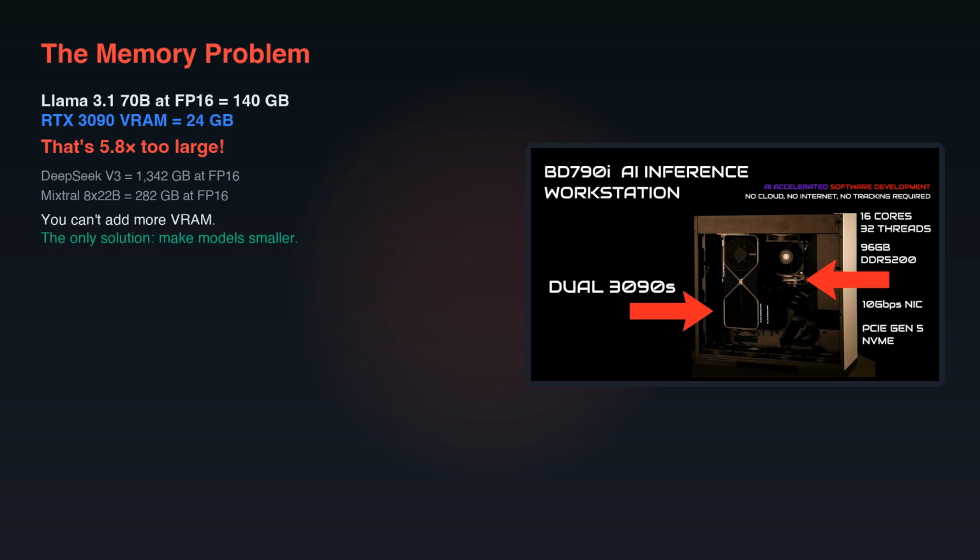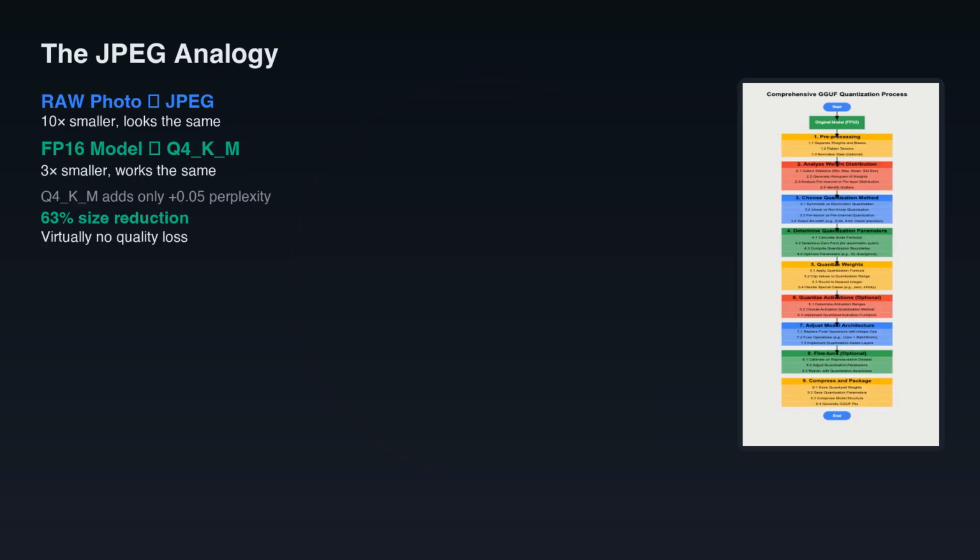Quantization is like compressing a raw photo to JPEG. You reduce the precision of each number, from 16-bit floats down to 8-bit integers, or even 4-bit integers. A 4-bit quantized 70B model shrinks to about 35 to 42 gigabytes. Still big, but getting closer to what fits on real hardware.